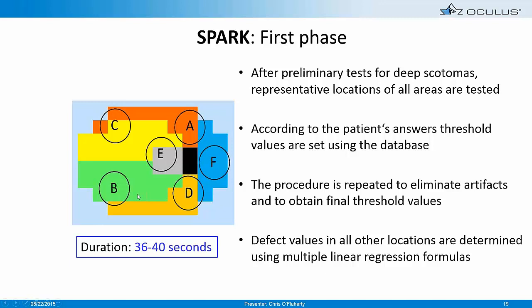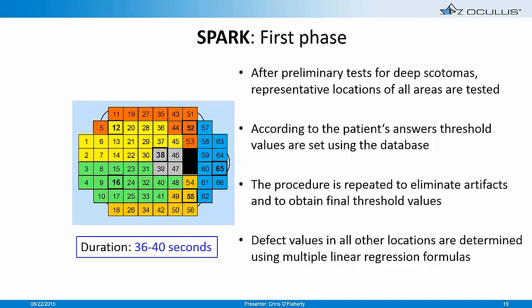So just to give you a simplified idea of how SPARC works and why it's so fast, initially we take threshold values at 6 strategic test locations based on where the nerve fiber bundles are in the retina. And based on those 6 locations, we can estimate what the rest of the visual field will look like. At given locations, it was found that based on these initial 6 locations, we can determine the threshold at a given location with a standard error of approximately 3.5 decibels. So this is the first phase of the exam, and it takes about 40 seconds.